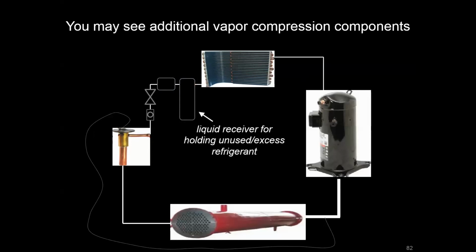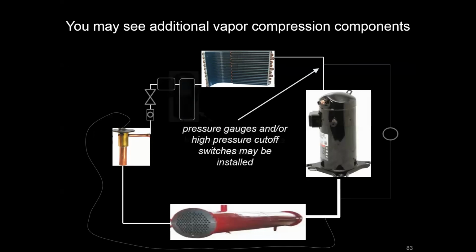And then pretty close to the discharge of the condenser, you should have something like a receiver. And this is essentially just a holding tank, might look like this, that is going to capture excess refrigerant. So in that low load condition, when you're restricting a lot of flow through your expansion valve, you can have excess refrigerant, and it's going to be kept in this holding tank.